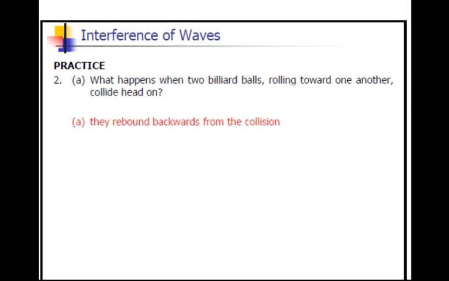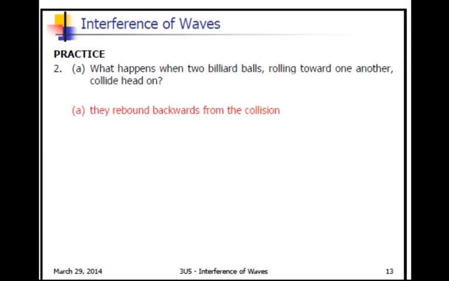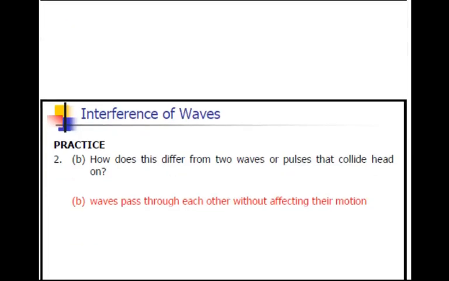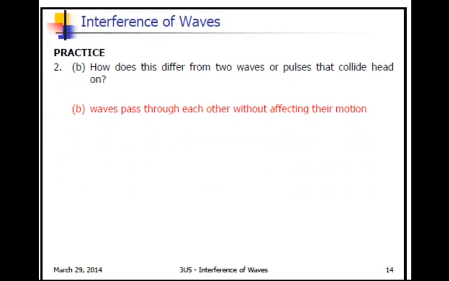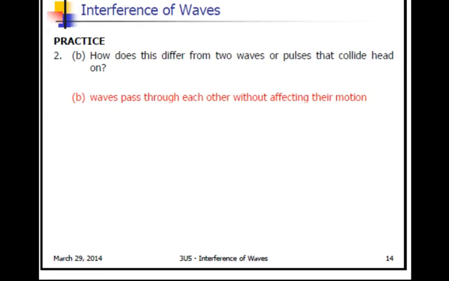What happens when two billiard balls rolling toward one another collide head-on? They would rebound backwards from the collision, because those are physical particles. That's how particles behave when they collide. But waves don't collide. When waves interact, they go through each other, because it's energy, and energy doesn't have a physical collision.